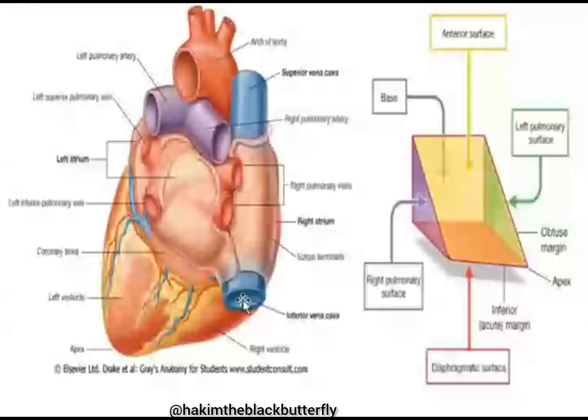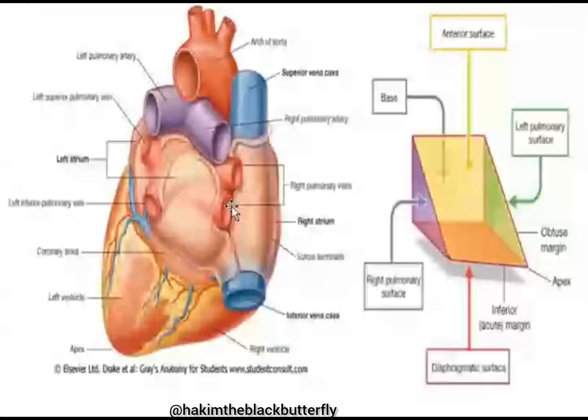Then the posterior surface of the heart is this one, which we are not seeing when you look at the heart from the anterior. The posterior surface of the heart is formed by the left atrium and the 4 pulmonary veins which are bringing back oxygenated blood to the heart, 2 on the left, 2 on the right. So the posterior surface or the base is made of the left atrium and the 4 pulmonary veins entering into it. Those are the surfaces of the heart.